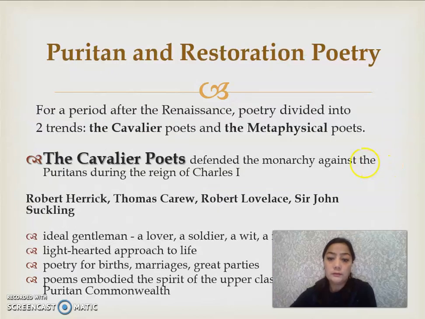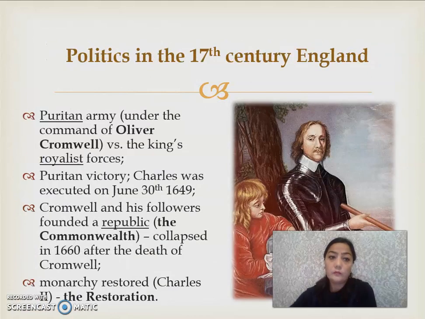The civil war took place between the Puritan army, which was under the command of Oliver Cromwell, and the King's Royalist forces. The civil war ended in Puritan victory. Charles was executed on June the 8th, 1649. Cromwell and his followers founded a republic which was named the Commonwealth Republic, but it collapsed in 1660 after the death of Cromwell. As a result, monarchy was restored by King Charles II, and this period is called the Restoration period.